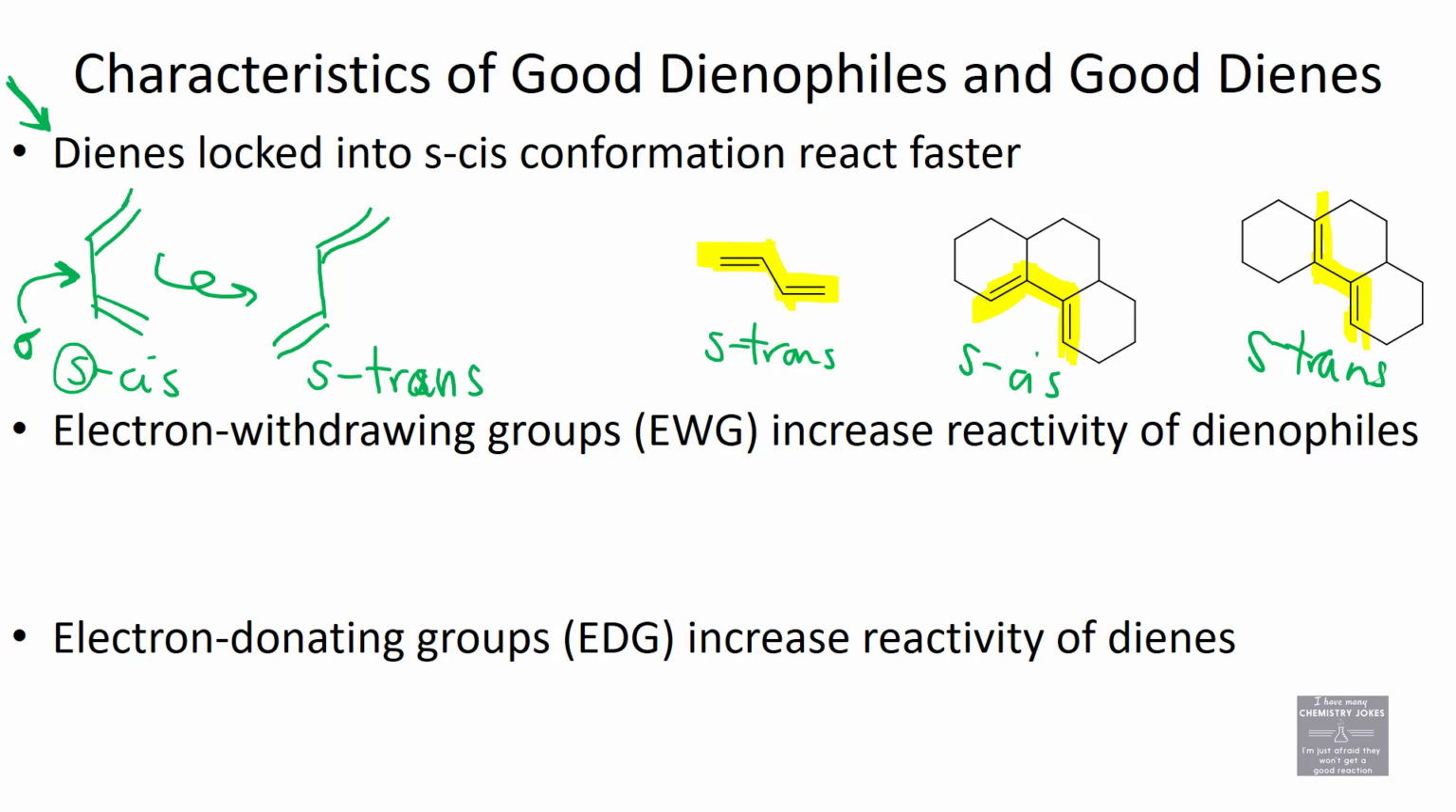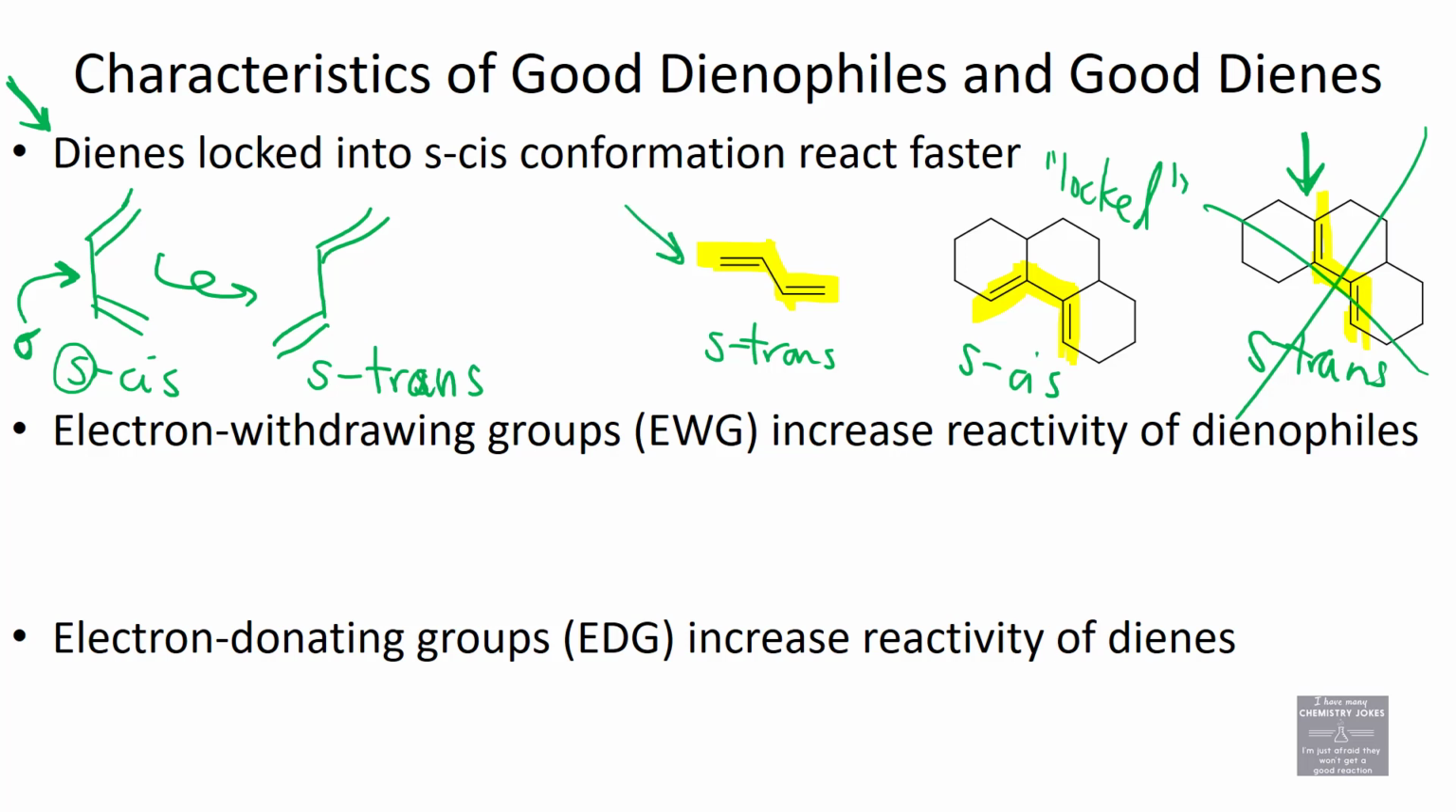Because this diene is tied into a ring and rings cannot rotate, this diene is in an S-trans conformation and has no chance at ever reacting in a Diels-Alder kind of reaction. This one has no chance. The middle ring is locked into S-cis because of the same reason that one's locked into S-trans. This one is locked into S-cis because it's in a ring and rings can't rotate.